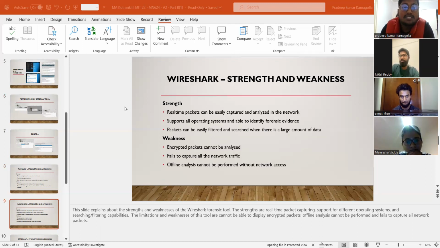So going to Wireshark, the strengths and weaknesses. It's a real-time packet tool, so you can easily do capture and analysis. And next one is it supports all the operating systems and is able to identify forensic evidence. And packets can easily be filtered and searched in a large amount of data. The weaknesses are encrypted packets cannot be analyzed, it fails to capture all the network traffic, and offline analysis cannot be performed without network access.